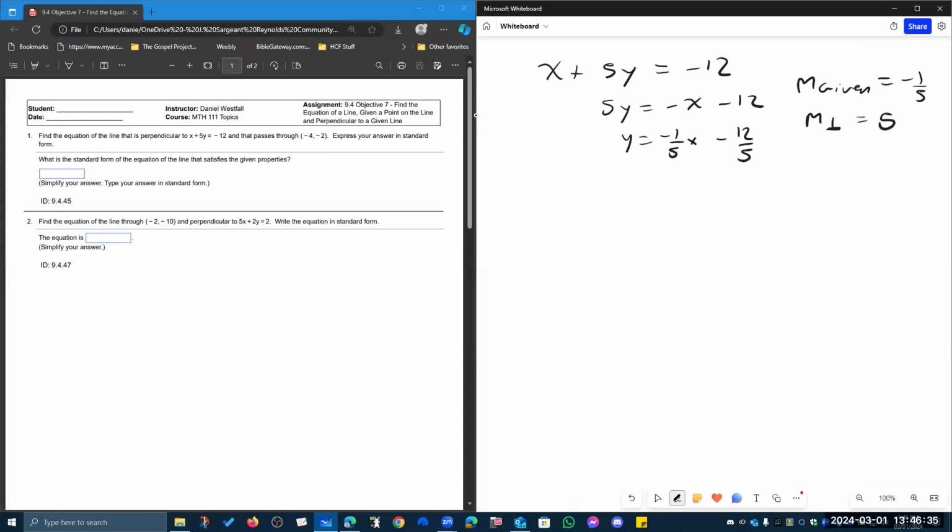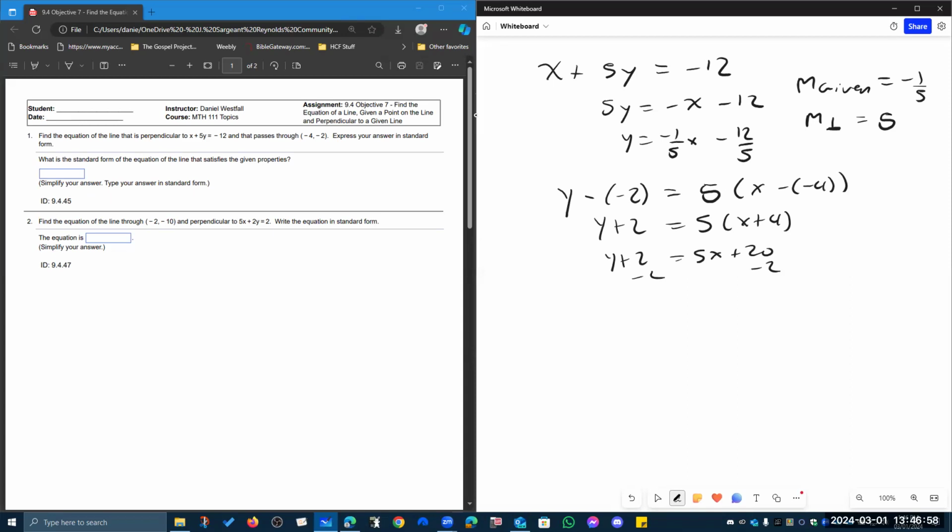So I'm going to start off writing it in point-slope form. y minus a negative 2 is equal to 5 times x minus a negative 4. y plus 2 equals 5 times x plus 4. y plus 2 equals 5x plus 20, minus 2 on both sides. y is equal to 5x plus 18.